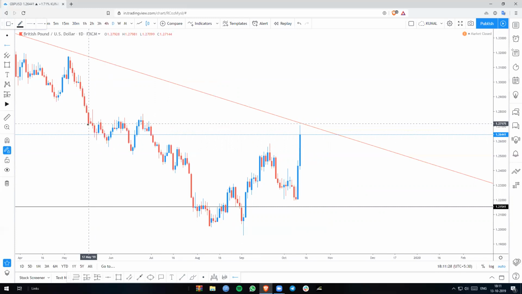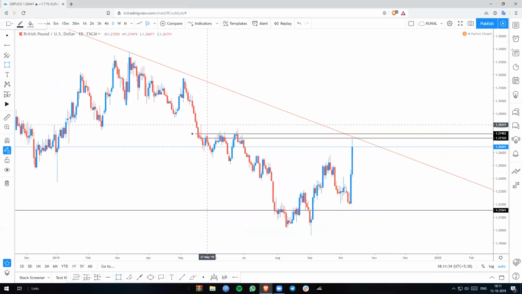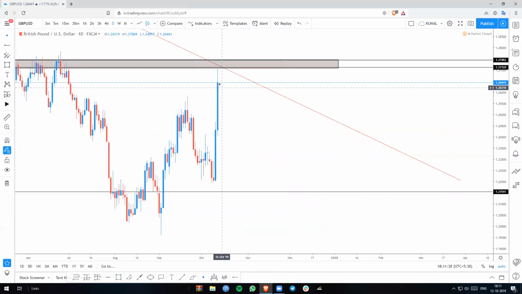So here I have it. All right, so this is the zone which I have for prices. So that's there. So that's my key level there.